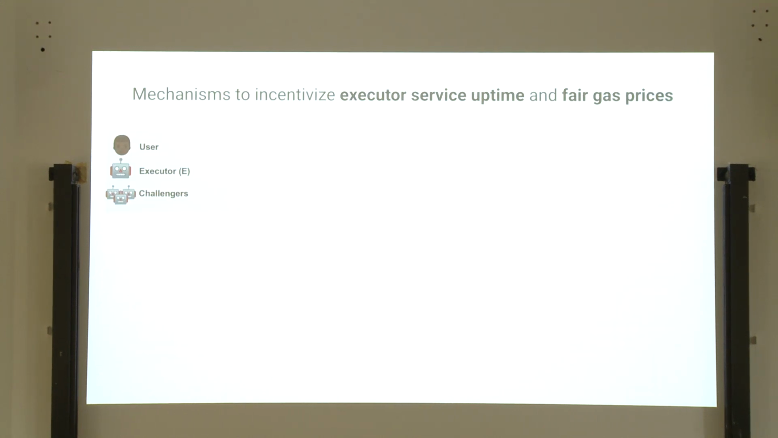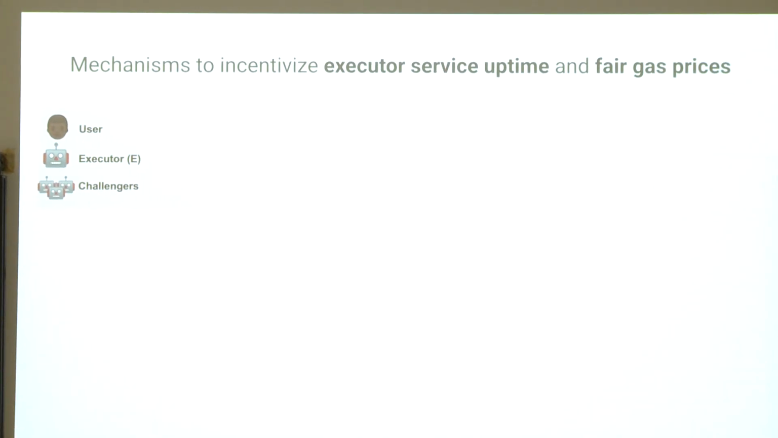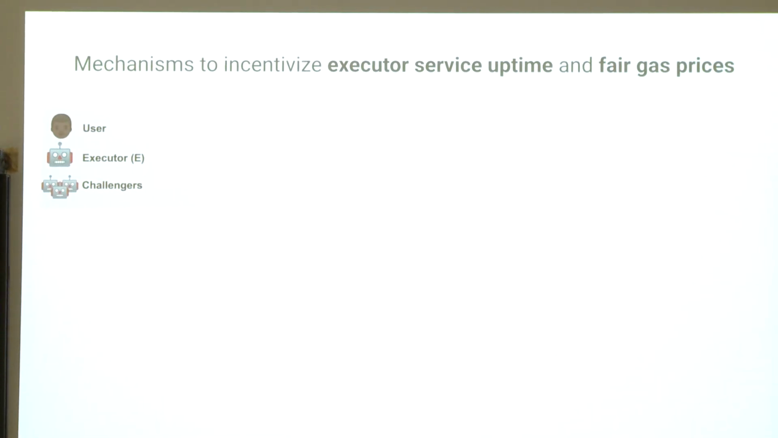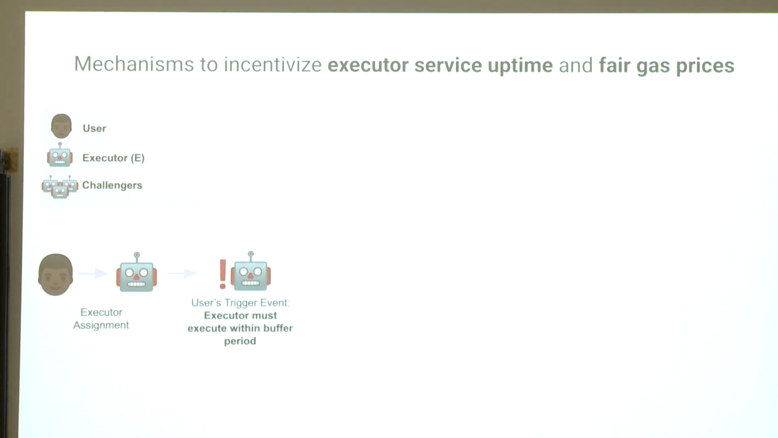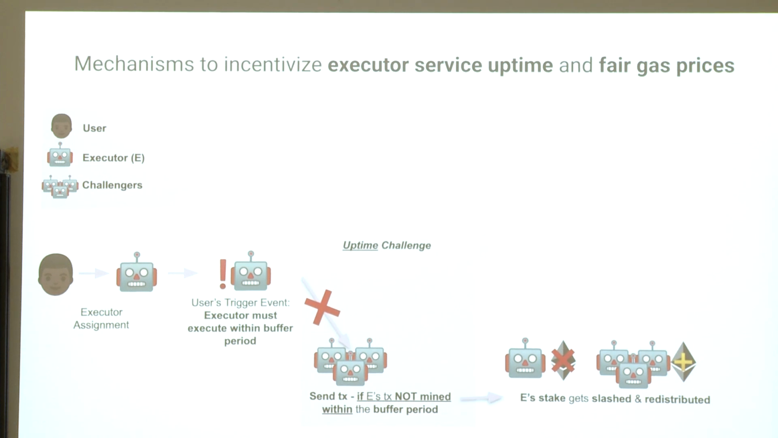Let's dive a bit deeper into some technical or game theory details here. How do we actually want to incentivize executors to have uptime and to use fair gas prices? It's a bit tricky. We have users assigned to executors, and we have the user trigger event where the executor must then execute within a buffer period. So there's an uptime challenge where challengers, this can be anyone really, can send a transaction, and if the executor's transaction is not mined within the buffer period, the challengers have succeeded in proving that the executor was inactive, and the executor's stake gets slashed and redistributed to the challengers.